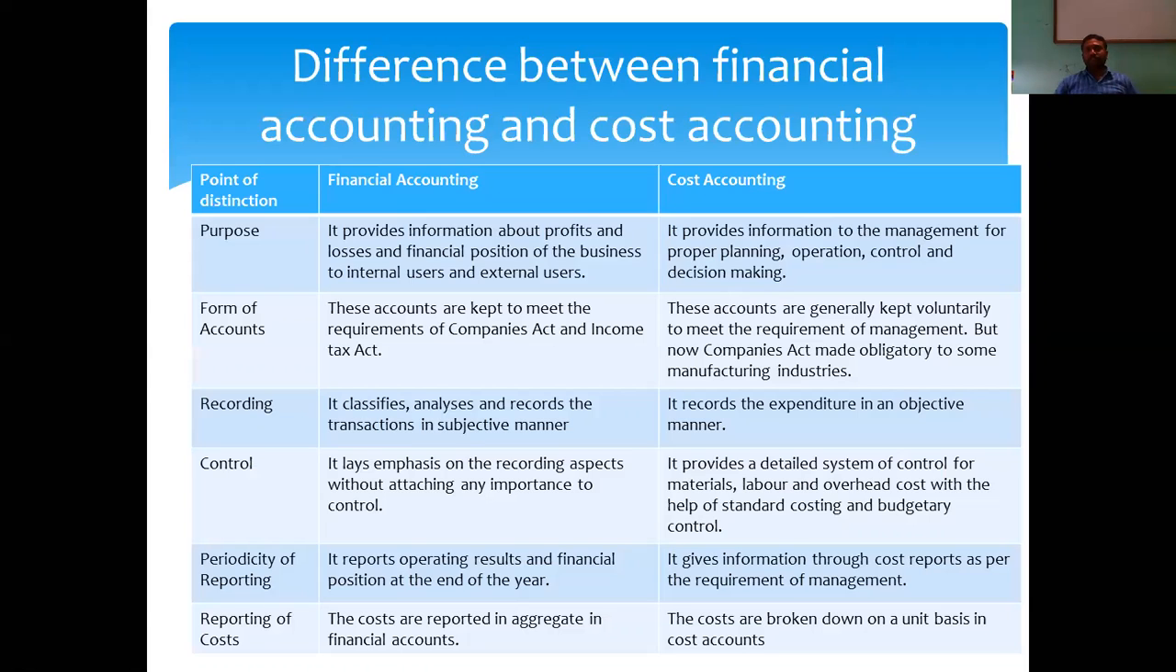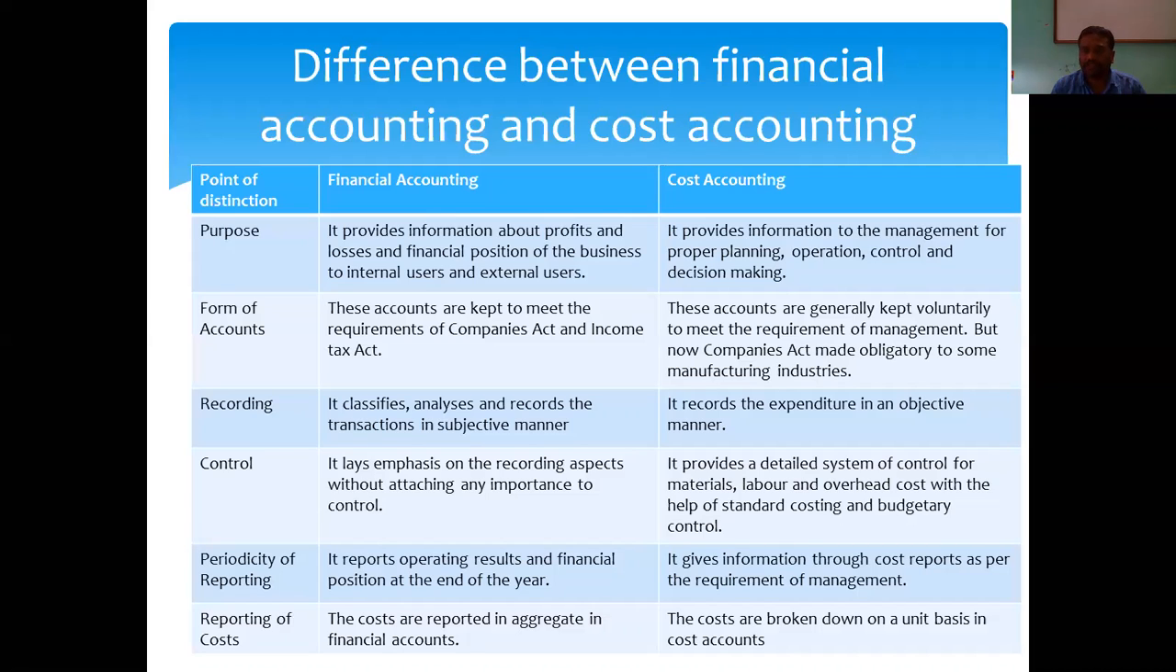And the cost accounting. So here the financial accounting provides the information about the profits and losses and financial position of the business to internal users and external users. So here, in the financial information, like the transactions, we are going to prepare the journal. From the journal, we are going to post them into the concerned ledgers, and the ledgers will be balanced. That will be transferred to the trial balance. With the help of the trial balance, we are going to prepare the profit and loss account and balance sheet. So this information we are going to interpret to the internal users as well as the external users.